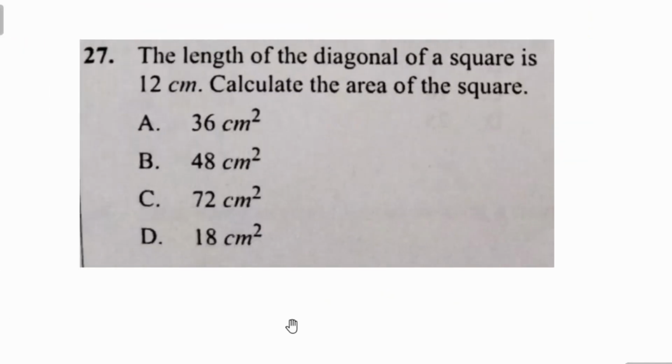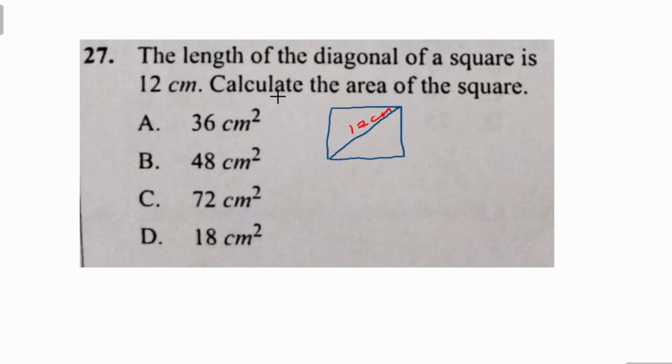Question 27 reads that the length of the diagonal of a square is 12 centimeters. Calculate the area of the square. The best thing for us to do here right now will be for us to sketch the square. So let's do that quickly. Taking this to be our square, the question says that the length of the diagonal, and a diagonal is a line that connects non-consecutive vertices of a polygon. Alright. The question said this diagonal is 12 centimeters. So let's write that here. And then that is all the information that is given.